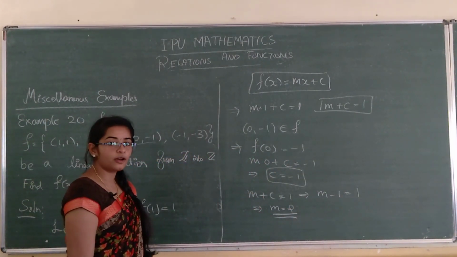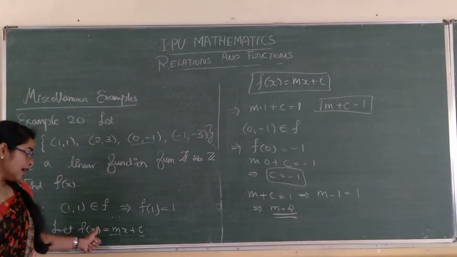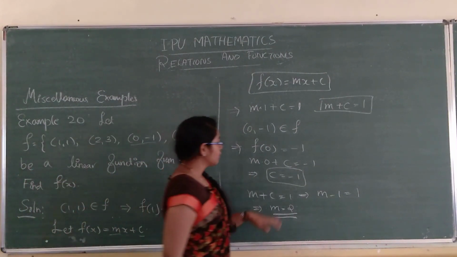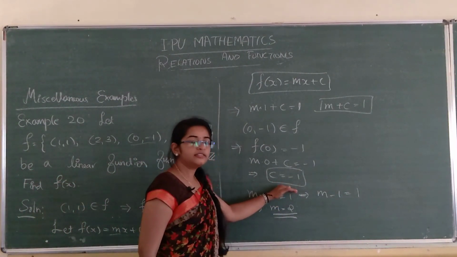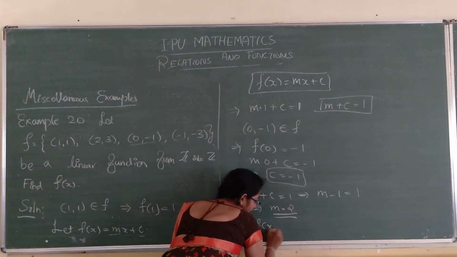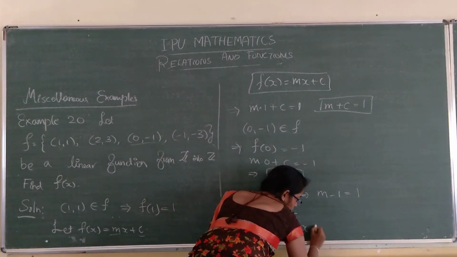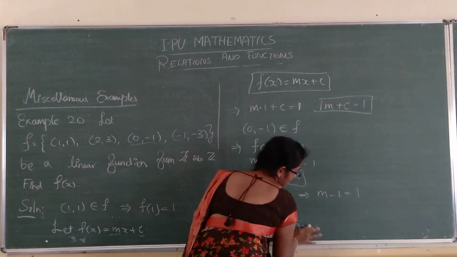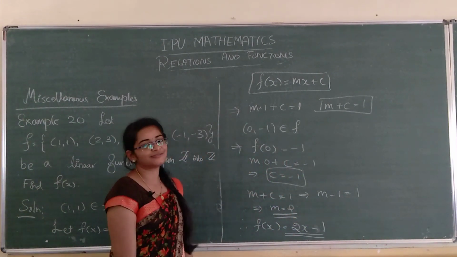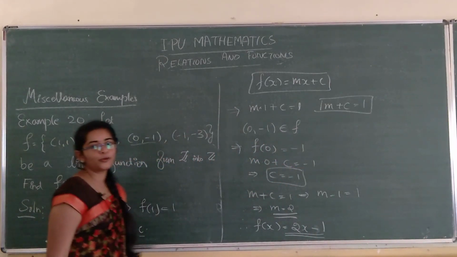I hope this is clear now. We assumed f of x is equal to mx plus c, and by calculation we got c is equal to -1 and m is equal to 2. That implies f of x is equal to 2x minus 1. This is the given linear function. I hope this is clear for you.